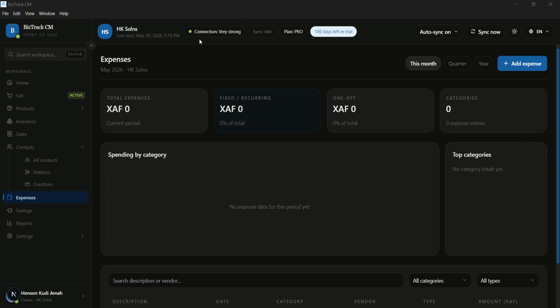The business needs to know exactly where every franc is going in terms of expenses. So it's very simple with the application. Currently we have nothing on our dashboard. We see all expenses 000. When an expense is incurred, you just need to record it here.